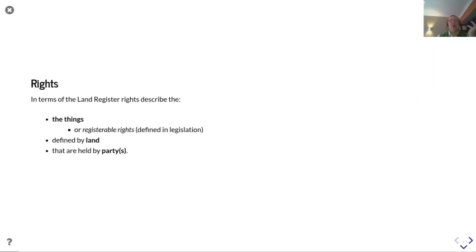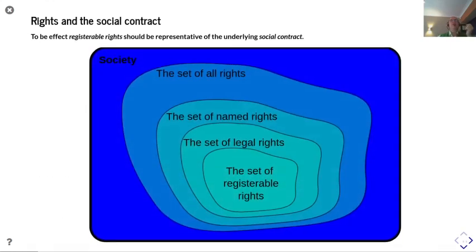So rights. In terms of the land register, rights describe the things, or registrable rights defined by land, that are held by parties. So again, we have this parties, rights and land relationship, a theme that you'll see us building on throughout these presentations. And rights are part of this social contract between society and the register.